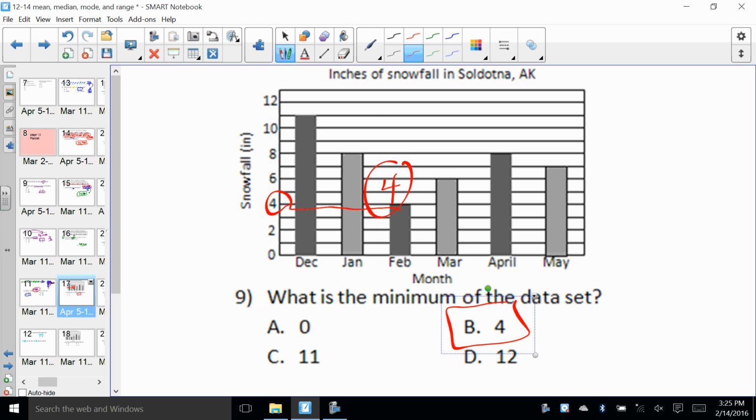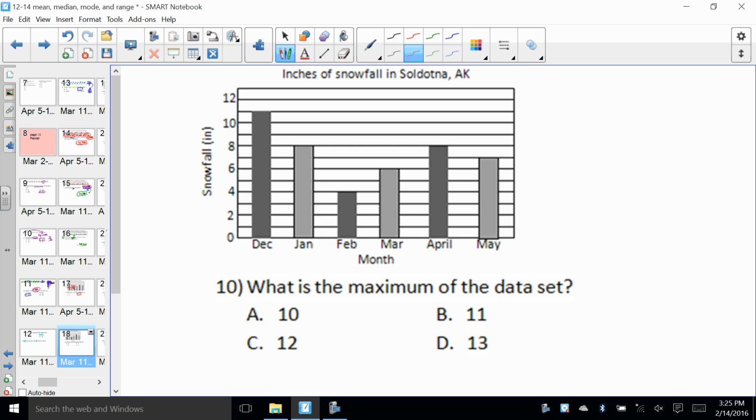All right. So the minimum is the smallest. Okay. So now what's the maximum? The maximum is the highest. So it looks like December, and that looks like it's coming in at 11. So our maximum, our highest, would be 11.